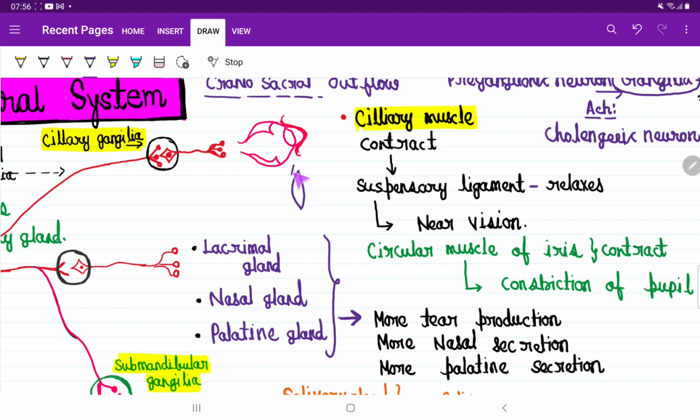Like see, because of stretching, the lens is thin. Now when the suspensory ligament relaxes, this stretching power reduces and the lens becomes more globular, which helps in accommodation of the lens. So our parasympathetic neural supply causes contraction in the ciliary muscle and relaxation in the suspensory ligament. So our lens will become more globular, which is accommodation for near vision.